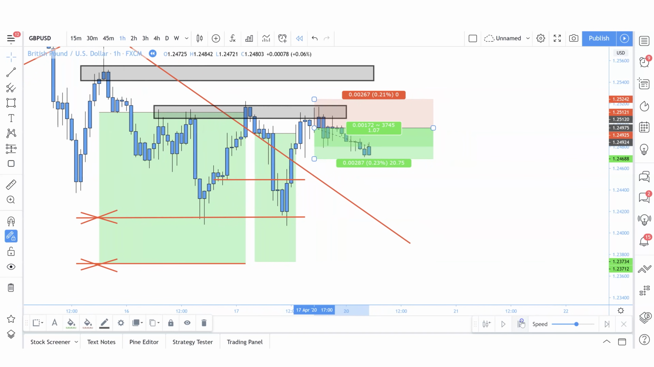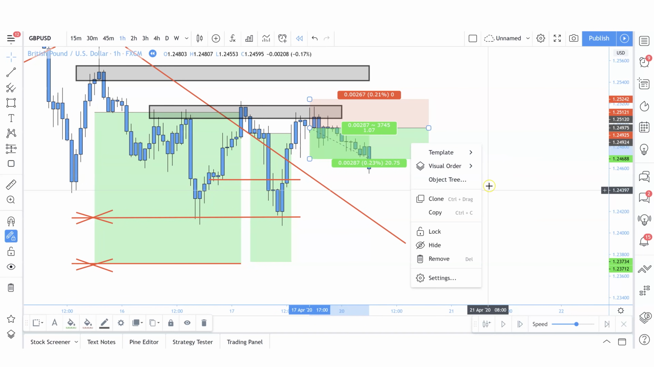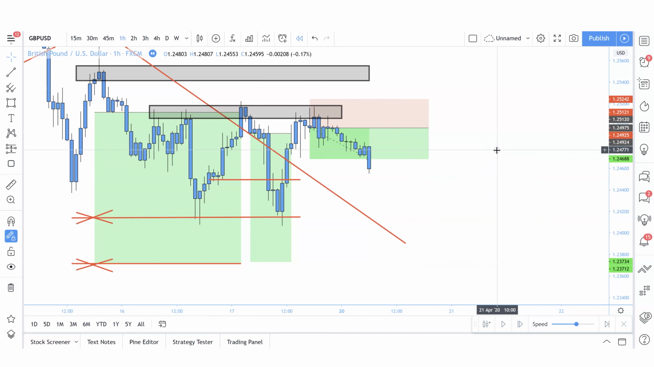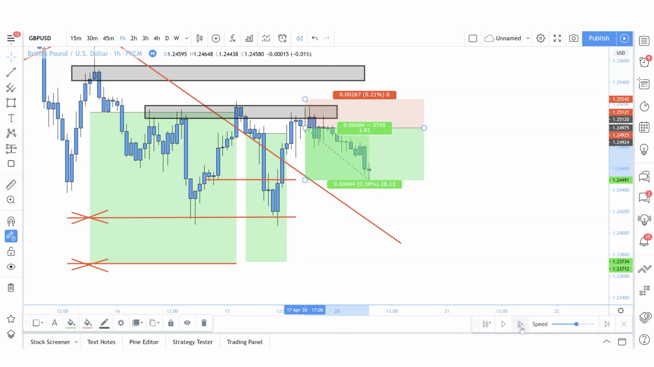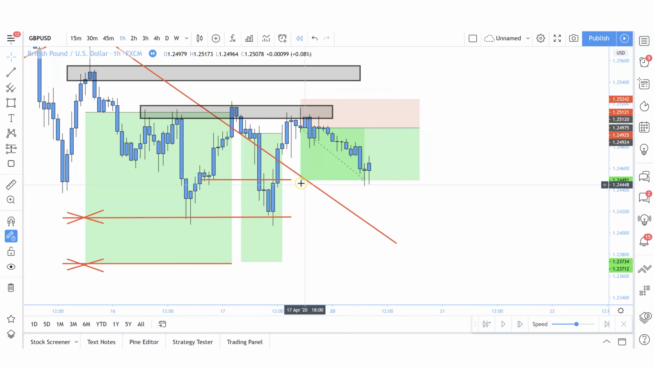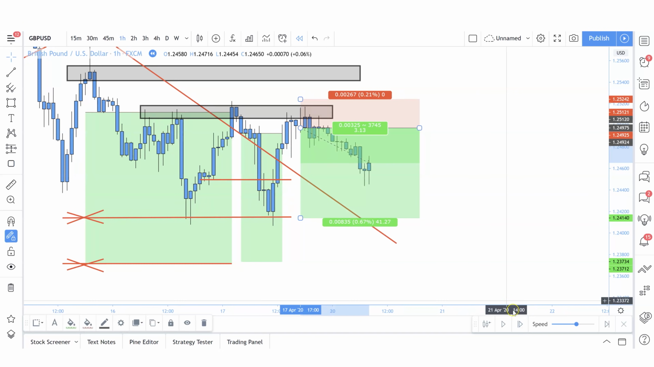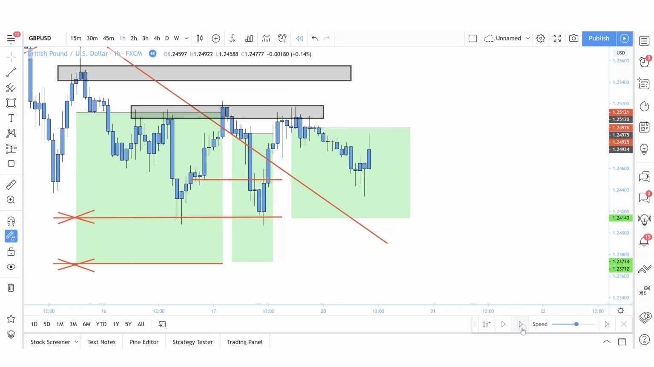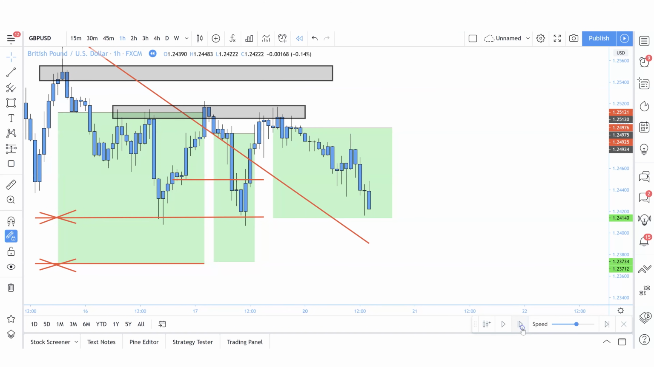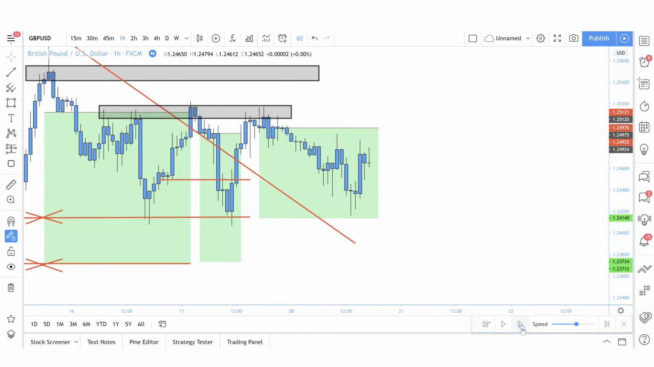Come on, baby. Right, break even trade. Let's see this. We've got a break even trade. Target number 2. Target number 3. Oh, break even trade. Oops. One more. Break even trade. Okay. No way.